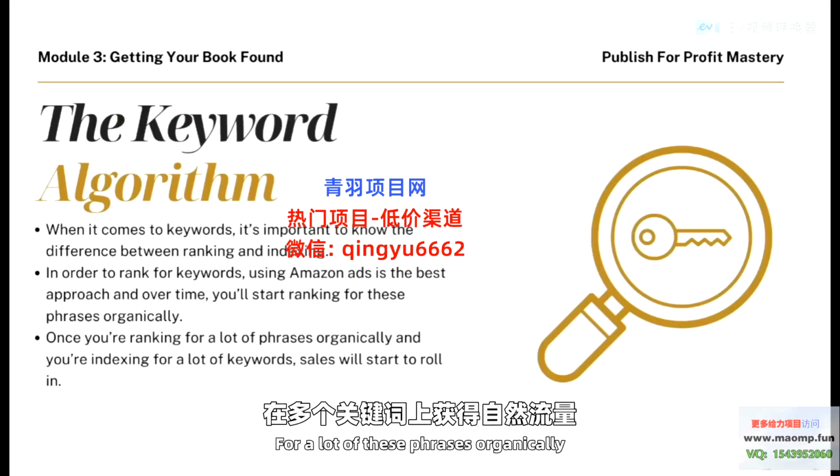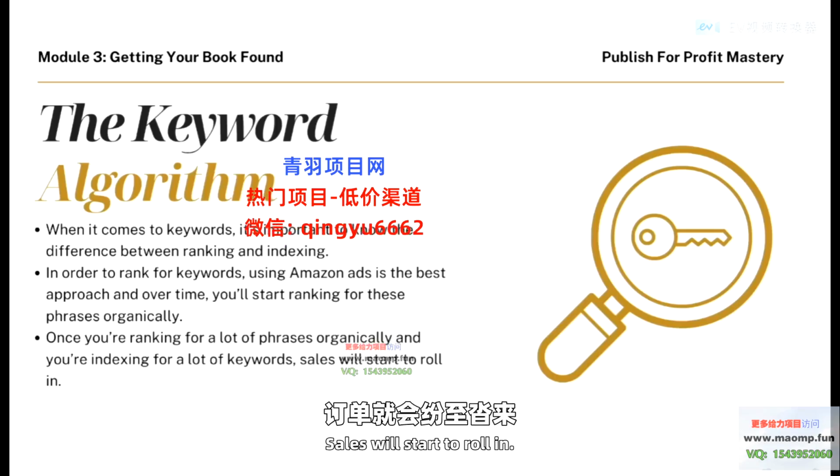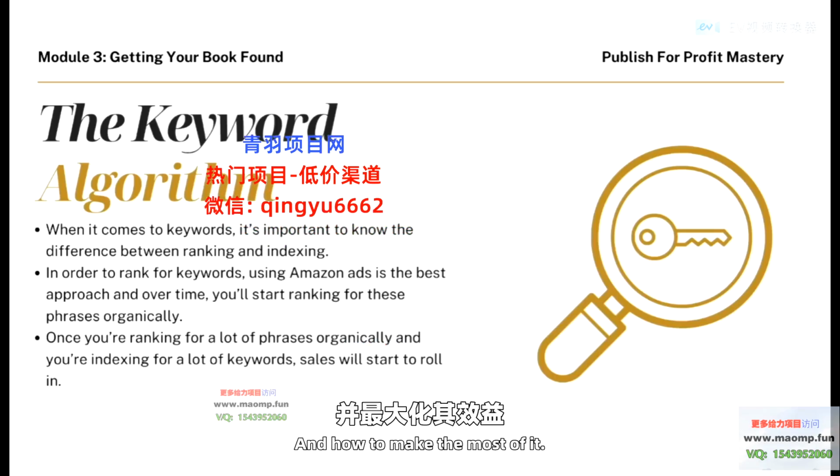And then once you're ranking for a lot of these phrases organically and you're indexing for a lot of keywords, sales will start to roll in. So that is the keyword algorithm on Amazon KDP, how to fully understand it and how to make the most of it.